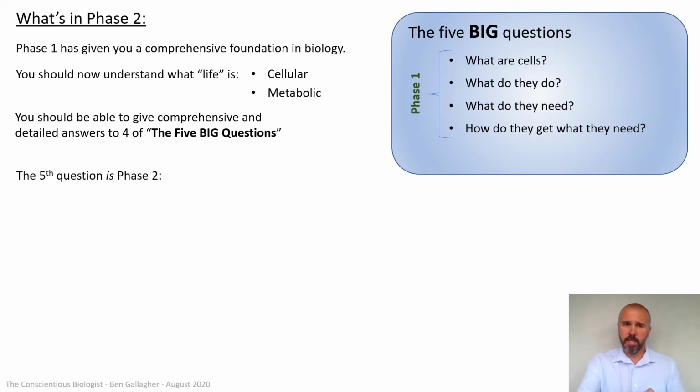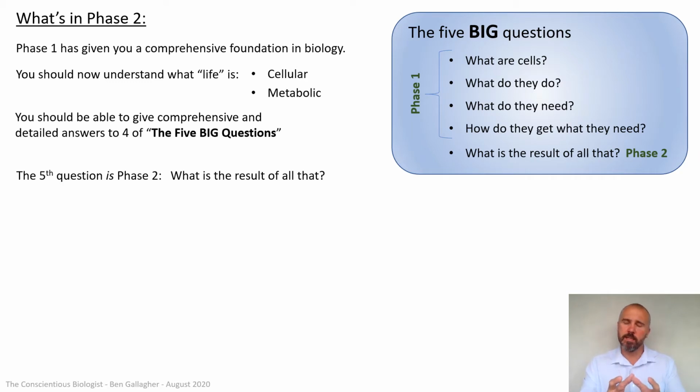We're interested in the next one, the 5th question, because the 5th question is phase 2, and it's what is the result of that. So once you understand that life is cellular, that cells need to do certain things to survive, like protein synthesis, DNA replication, mitosis, once you've got your head around all of those, it's really, well, what happens next? Once we've got these cellular life forms, then what?